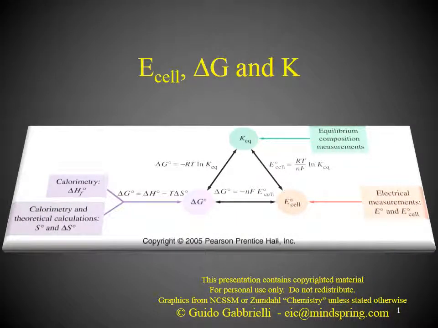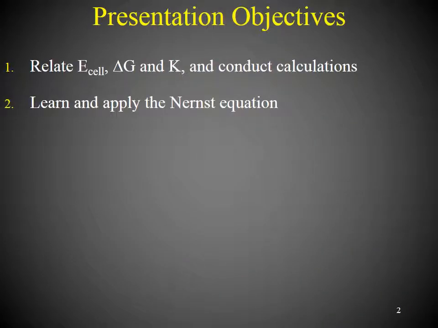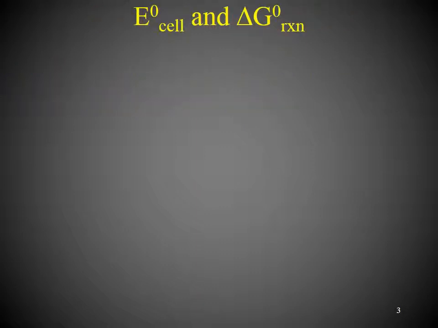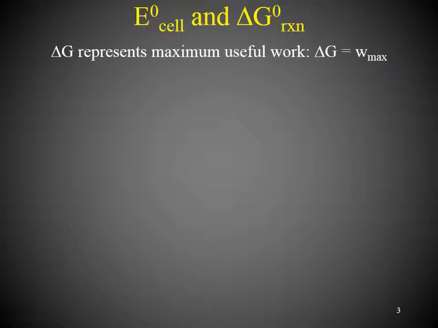Cell voltage, delta G, and the equilibrium constant. In this presentation, we will mathematically relate the cell voltage, delta G, and the equilibrium constant and conduct calculations so we can derive one from the other. We will also learn and derive the Nernst equation and apply it. First, we will derive the relationship between the cell voltage and delta G.